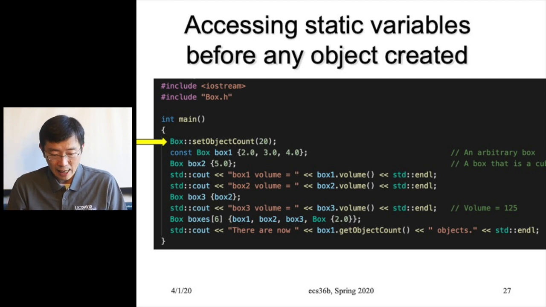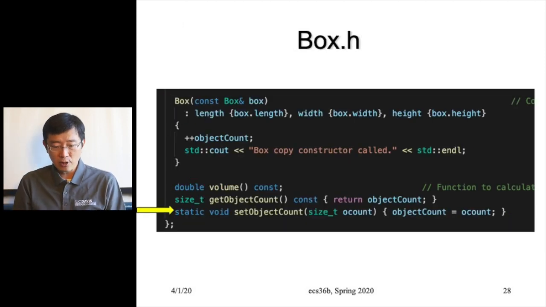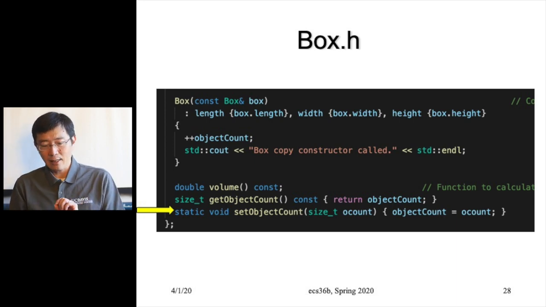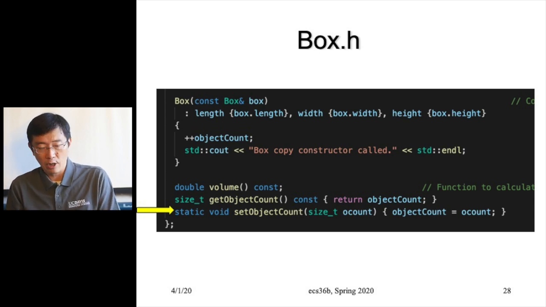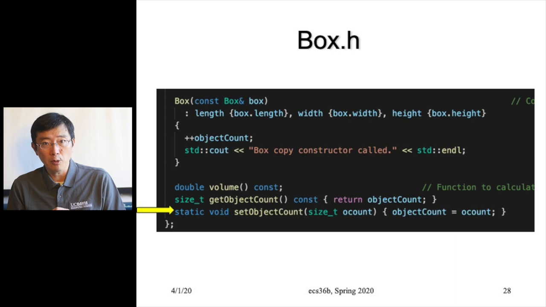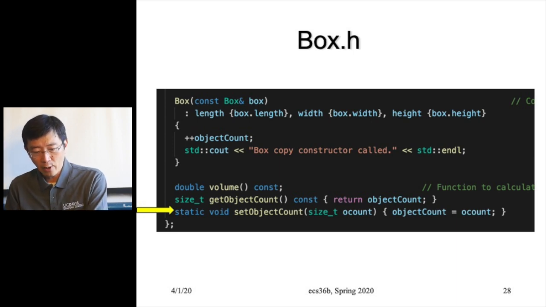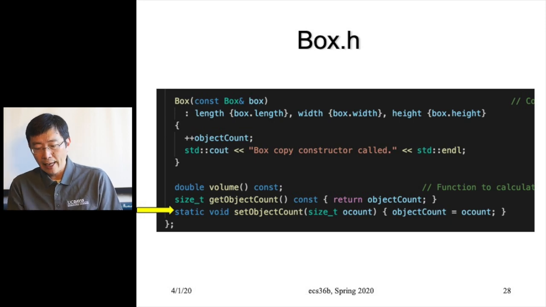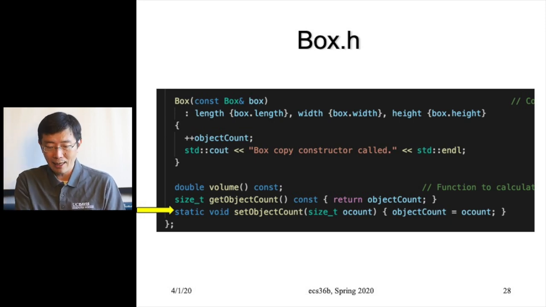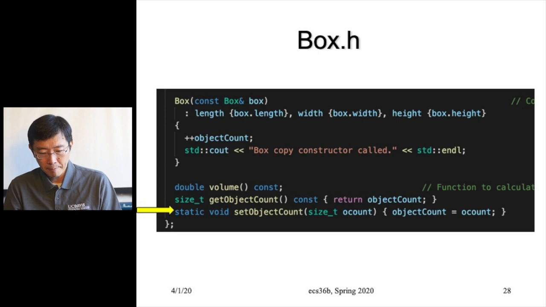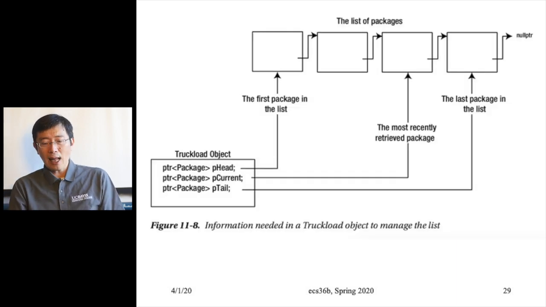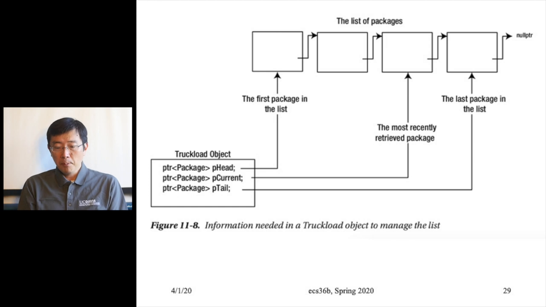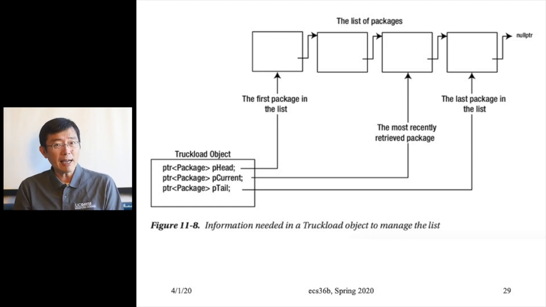How do I accomplish that? I define a static function. So I not only have a static variable, I have a static member function, which is also associated with the class. It is static void setObjectCount, which takes one parameter called oCount, and I can set the value of that static variable. All right, I'm going to stop here for this lecture.